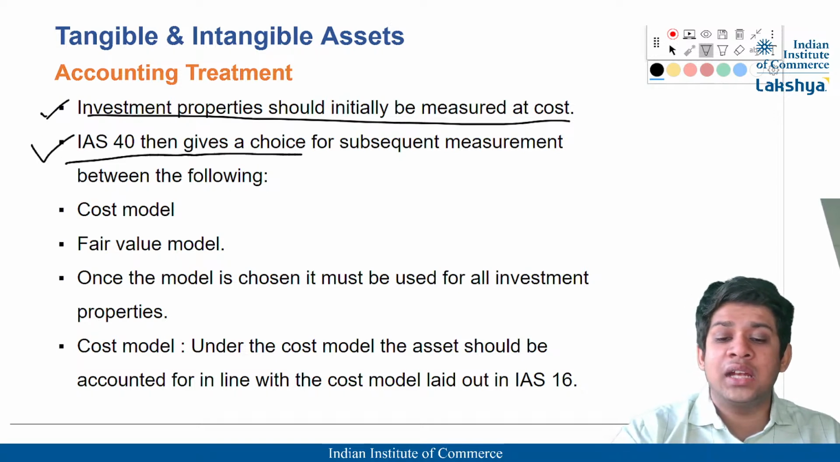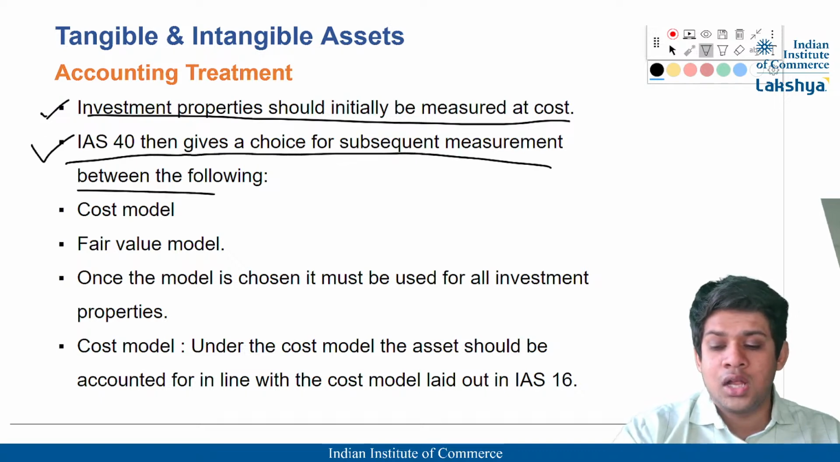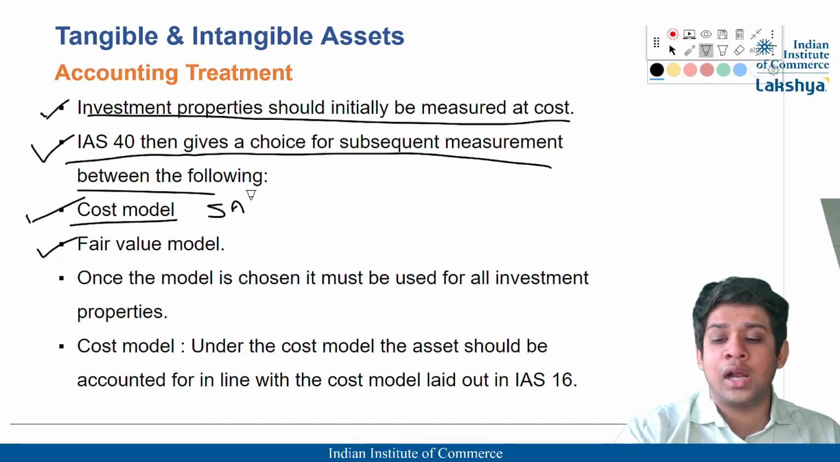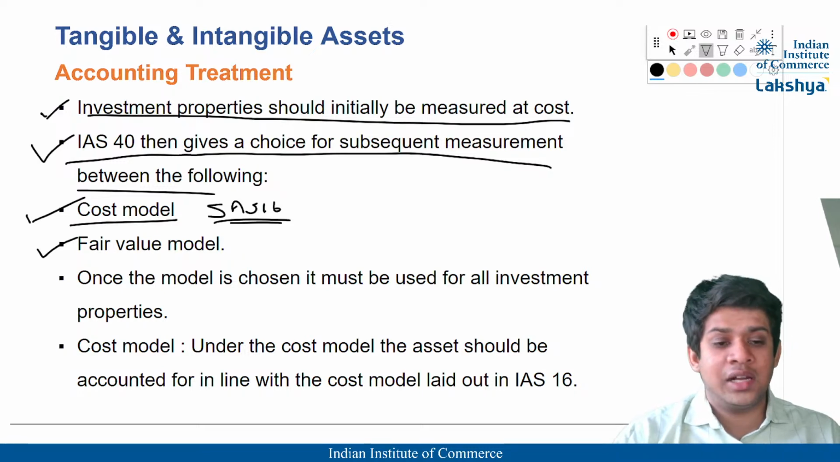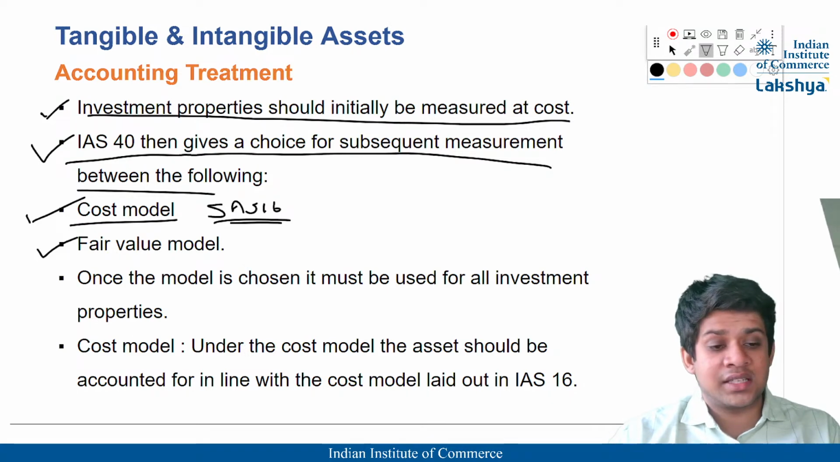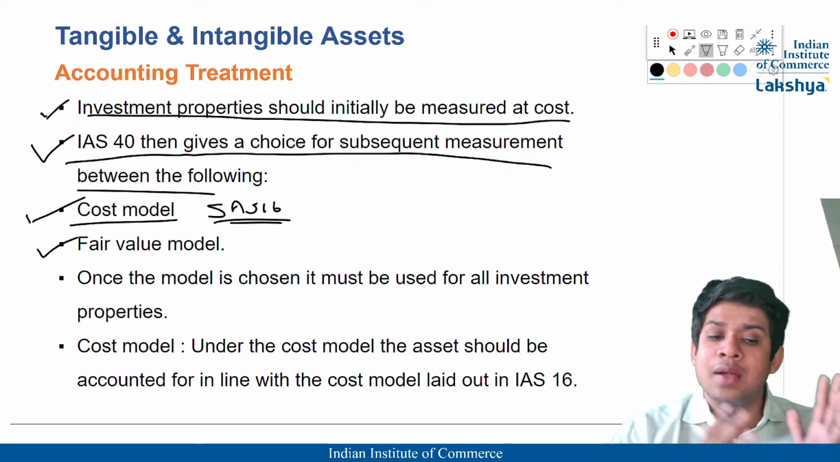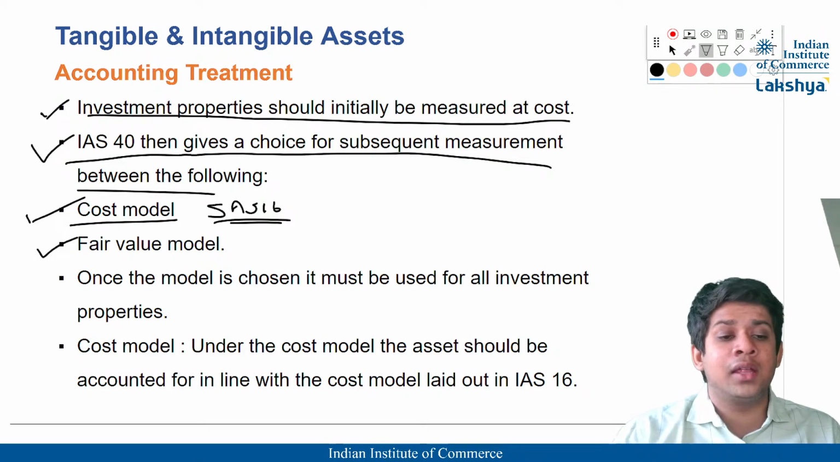IS 40 then gives you a choice for subsequent measurement. Subsequently, it can be measured using the cost model or the fair value model. Cost model is the same model which is used under IS 16. As we did IS 16 in the previous class, that is yesterday, we understood the cost model, which is nothing but cost minus accumulated depreciation minus any impairment losses. Impairment losses are nothing but where my recoverable amount gets lower than the carrying amount of my asset. So I shall bring the carrying amount of the asset down to its recoverable amount.